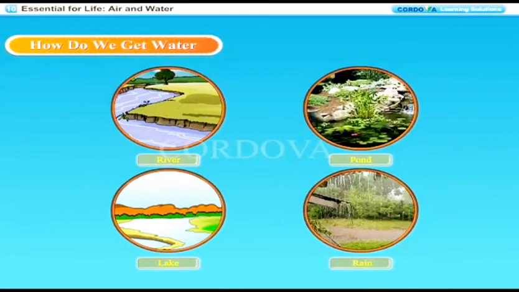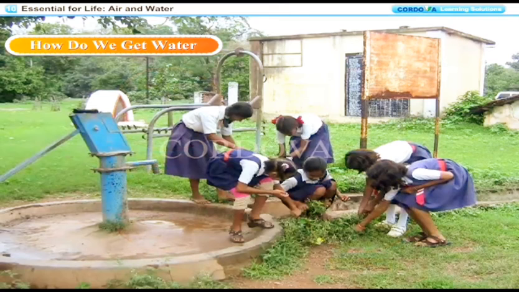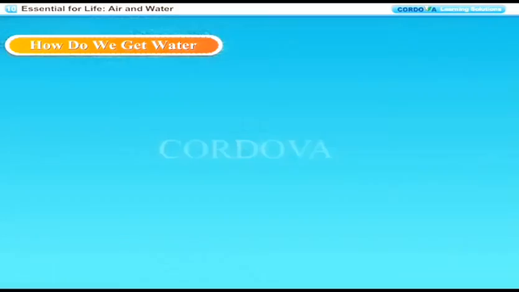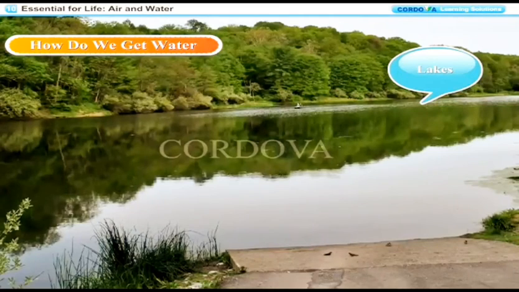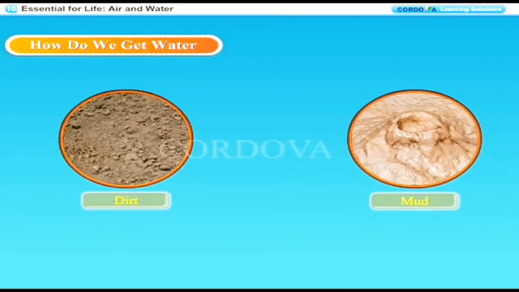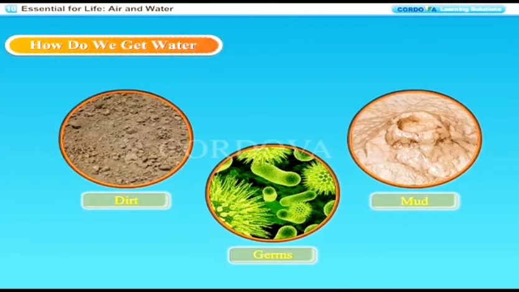How do we get water? We get water from rivers, ponds, lakes. We also get water from the ground by using wells, hand pumps, etc. But water in rivers, ponds and lakes, etc. is not pure. Many things like dirt, mud and germs are mixed with water and make the water unfit for use. The substances that make the water unfit to use are called impurities.